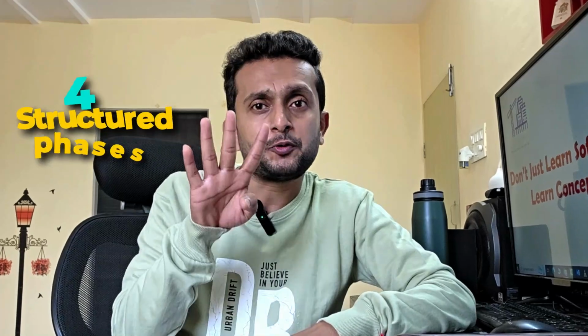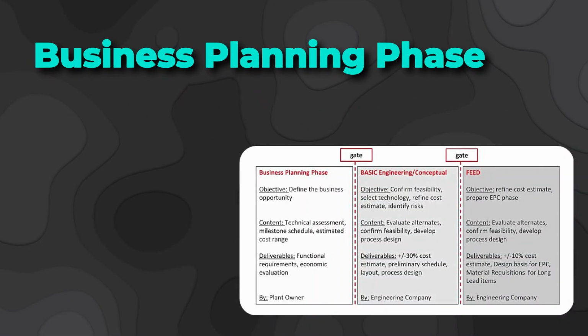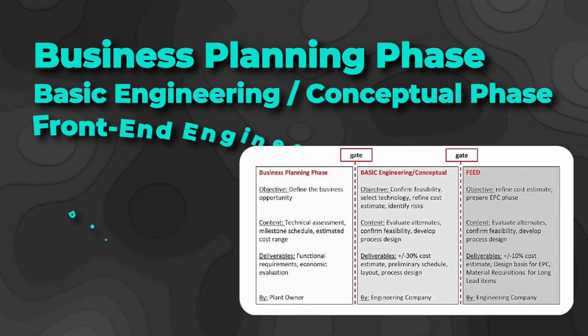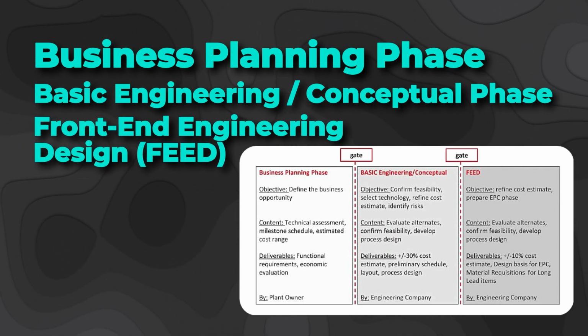So let's first understand how this works. An oil and gas project facility typically goes through 4 structured phases. The first one is the business planning phase. The second one is the basic engineering conceptual phase. Third is the front end engineering design phase.